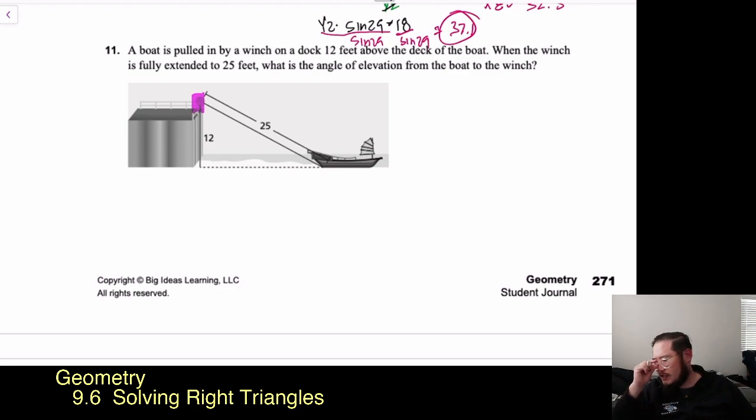And then when the winch is fully extended, it's 25 feet. So that's why right here the winch is fully extended, and that happens to be the hypotenuse right here, because it's attached to that boat at an angle. What is the angle of elevation from the boat to the winch? So what it looks like right here, the angle of elevation, I'll go ahead and put X right there. So if that's the angle that I'm trying to find, well, 12 is opposite, 25 is your hypotenuse.